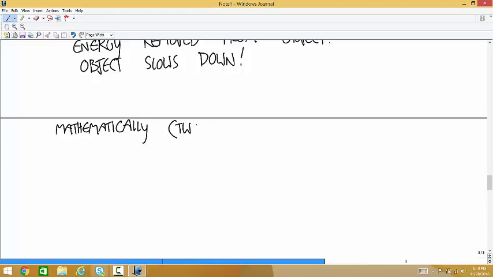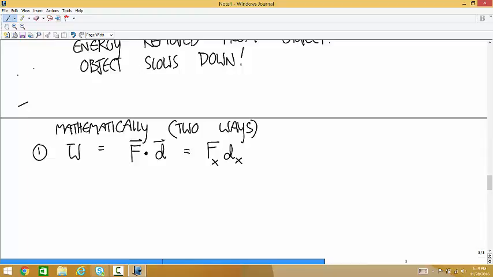There are two ways that we have for calculating the work done by a force. The first is if you know the components of the force and you know the components of the displacement, the work is equal to the force dotted with the displacement vector. This kind of multiplication is called the dot product. The way you calculate that is the x components multiplied together plus the y components multiplied together.